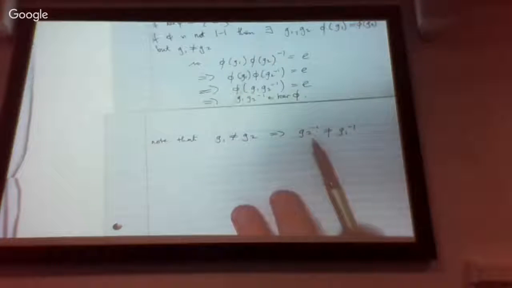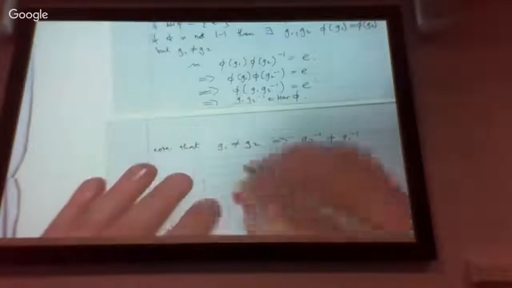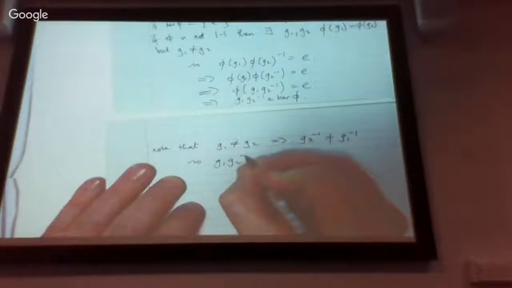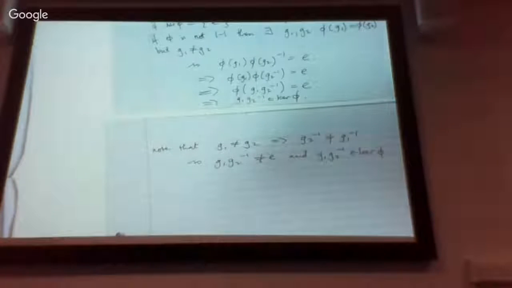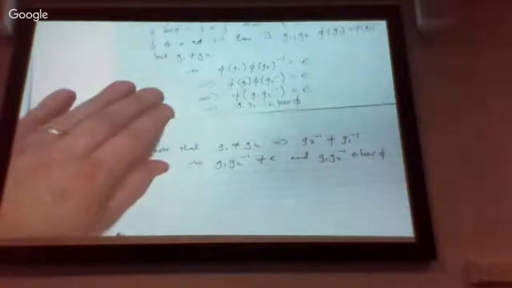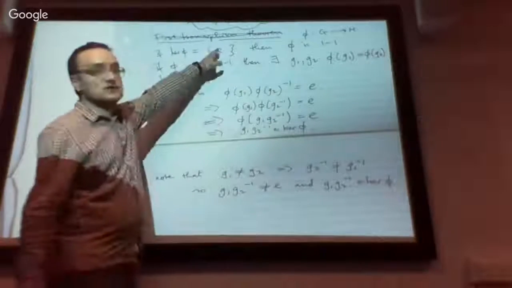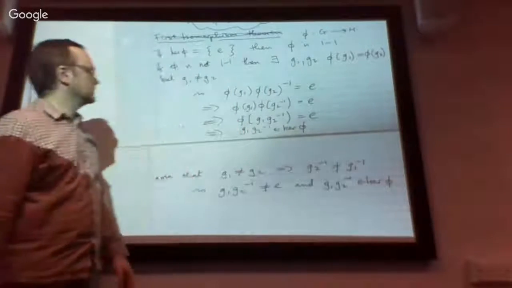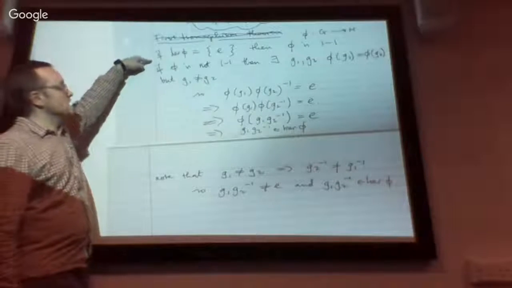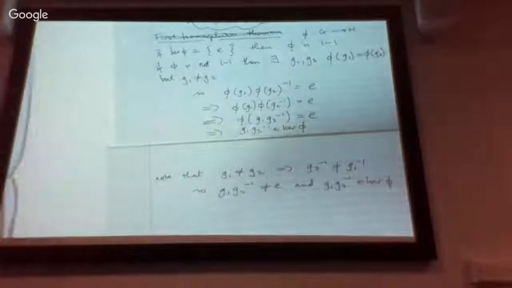So if G2 inverse is not the inverse of G1, then G2 inverse times G1 is not the identity. So G1, G2 inverse is not equal to the identity, and G1, G2 inverse is an element of the kernel. So that's the contrapositive of that claim that I made first. The statement, if phi is not one-to-one, then the kernel is not just consisting of the identity element. Here's a non-identity element, G1, G2 inverse, that is in the kernel. So if you look at the contrapositive of that, that's this original statement. If the kernel is trivial, then phi is a one-to-one function. Phi is injective.